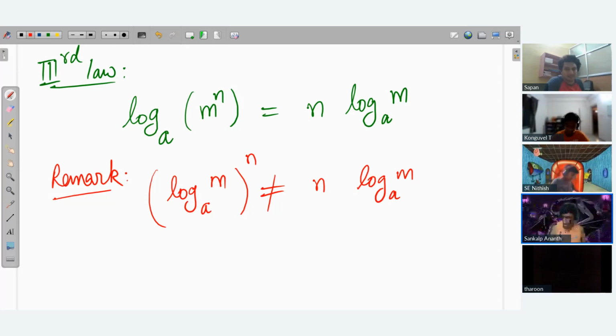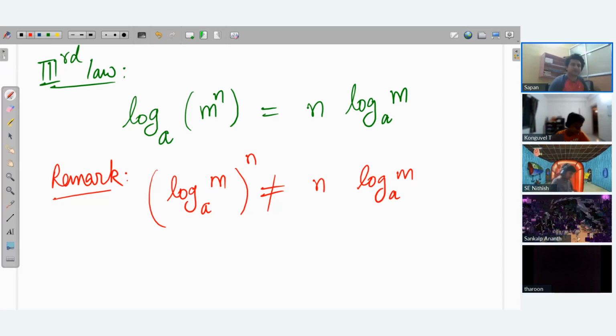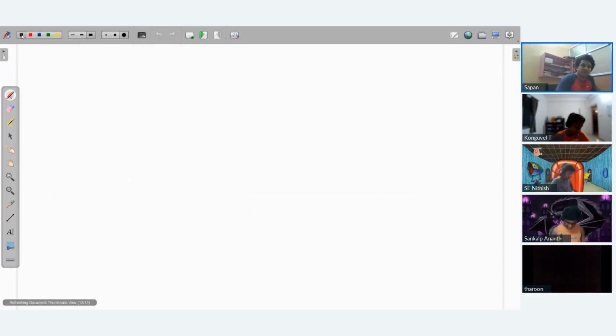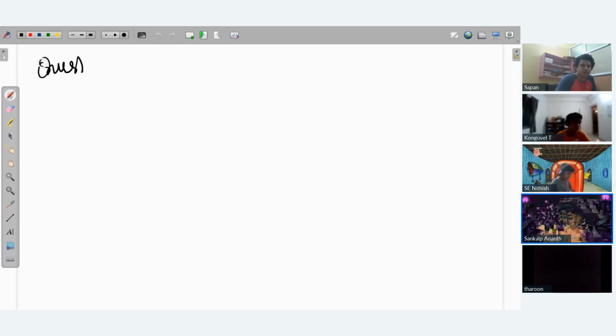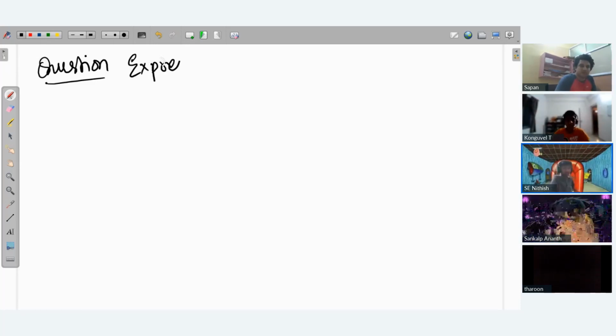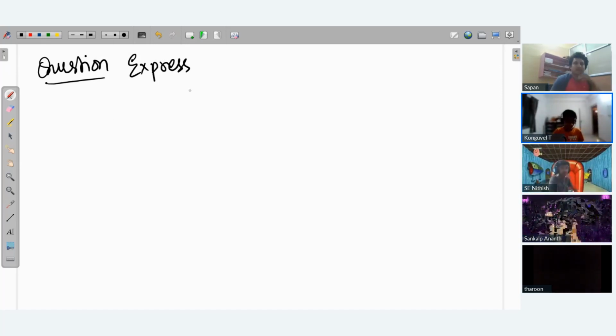Algebra was also a very big chapter in 6th and 7th. Now let's look at a question in this part. The question is: express the log of the fifth root of 108 on base 10.